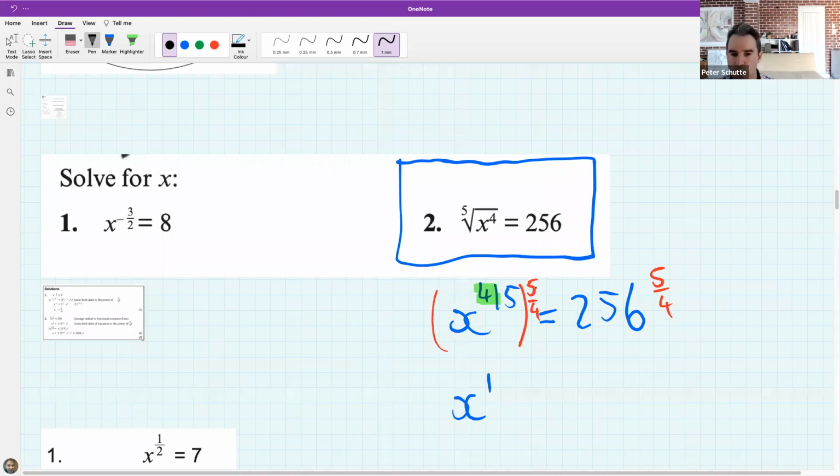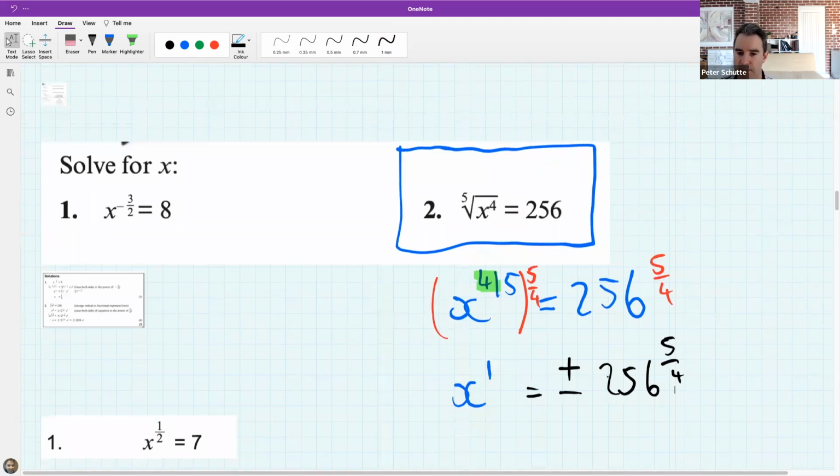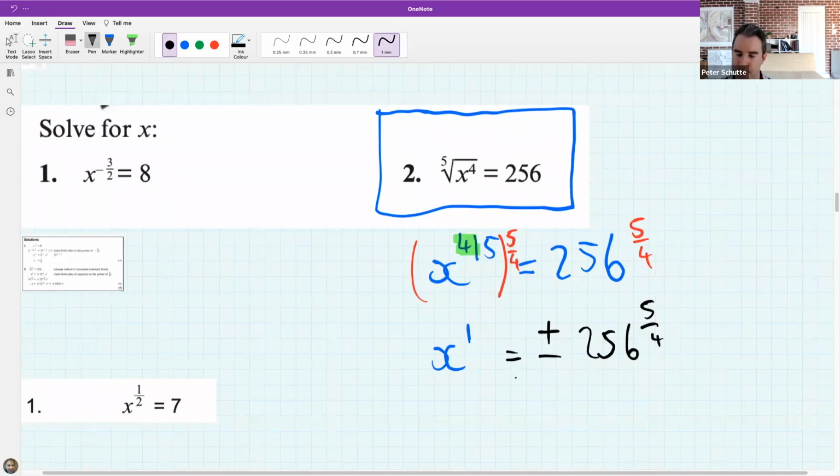Are you happy with the 5/4 as the power on both sides? Do you understand why I'm choosing 5/4? Yes. Okay. Would you agree with me that because the 4 is an even number, I'm going to put a plus minus over there, because the plus minus is for the 2 answers to happen. Are you with me?